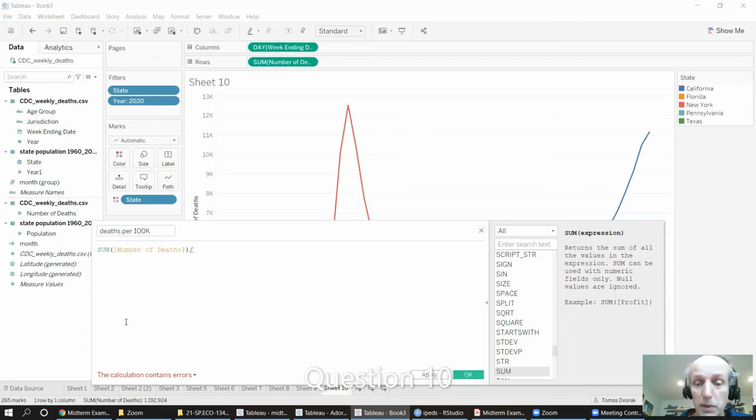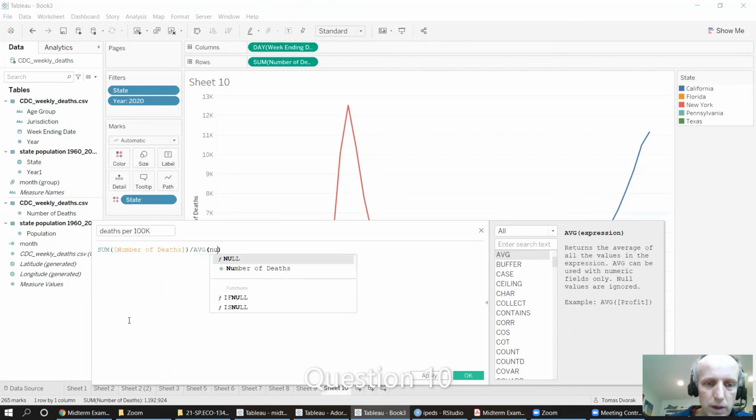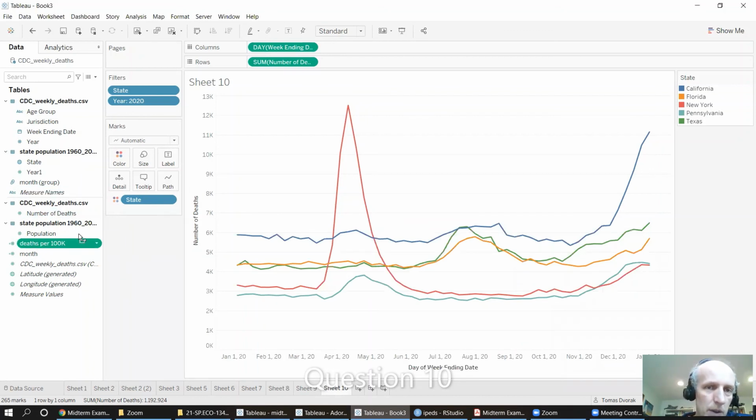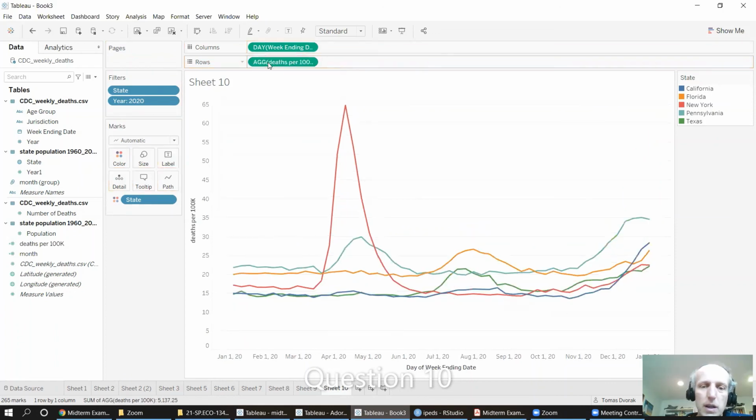So instead of dividing it by the sum, we're going to divide it by the average of, not number of deaths, but the average of population. And we're going to multiply it by 100,000. So that it is the number of deaths per 100,000 people. So we're going to say okay to that, and we're going to replace the sum of the number of deaths aggregate measure with the death rate.